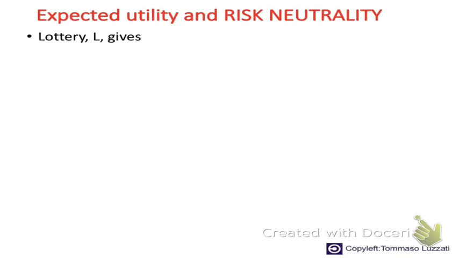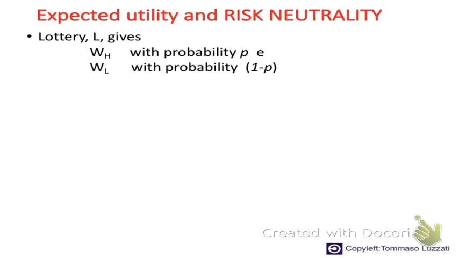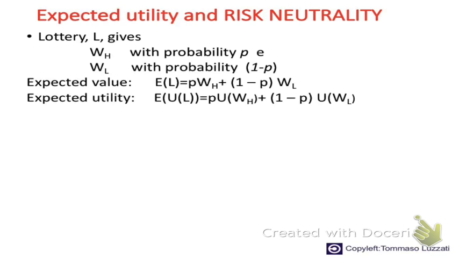You know, I guess, what risk neutrality is. Do you know what risk neutrality is? To be risk neutral. I have a lottery. And I can win WH with probability P and WL with probability 1 minus P. And, of course, what is the expected value? The expected value, the average value, is the weighted sum of the two. That is P times WH plus 1 minus P times WL.